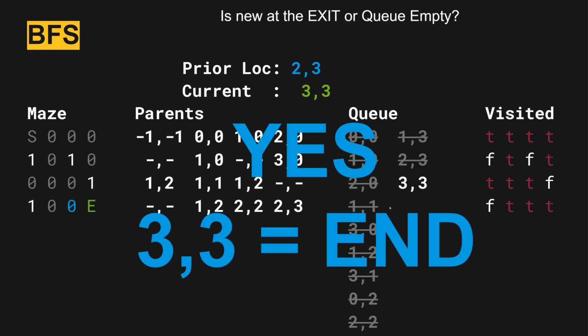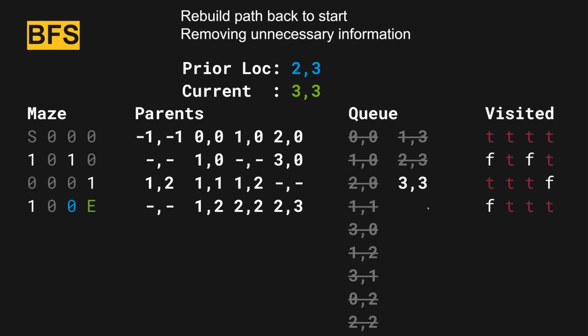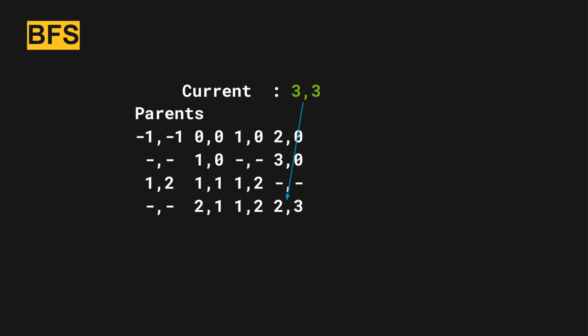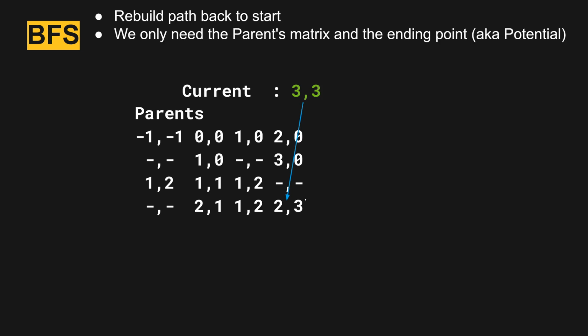3, 3 equals end. Now what we need to do is build our path back, traveling back through. We will start from the ending location, which is 3, 3, or the current, and then we will rebuild the path back to start. We only need this matrix at this point. Each cell, as we've been doing, points back to where it came from.